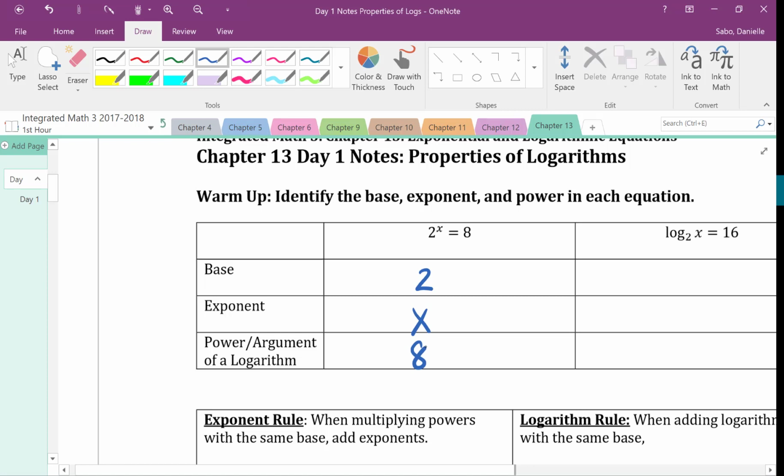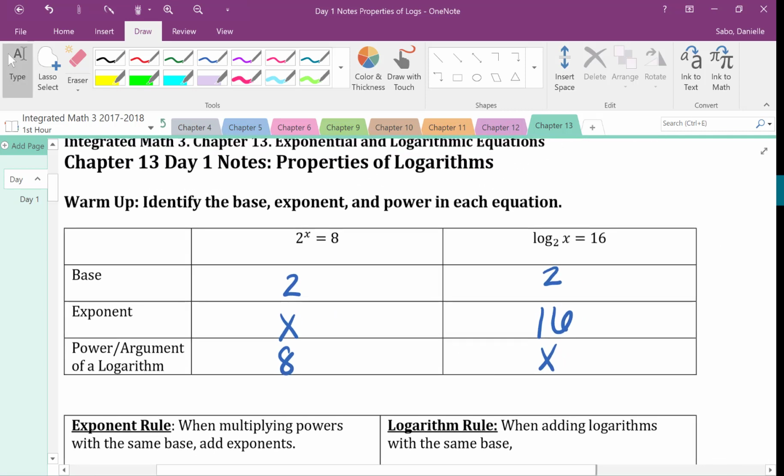All right, what about for the log? What's the base of the log? 2. Okay, and then the exponent? 16. And then the argument is x. Okay, remember we did that little heart thing. 2 to the 16 is equal to that x argument. Questions on that part? We're going to use that to help us through these new rules.